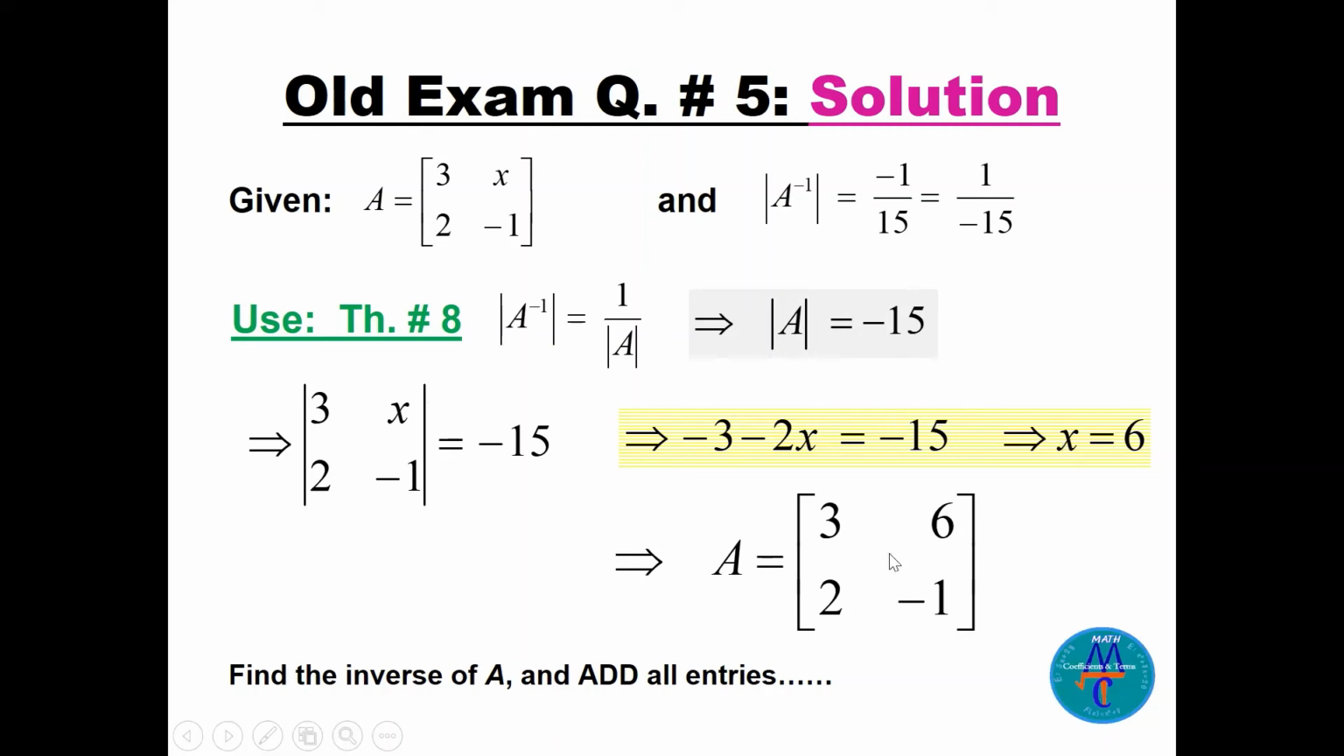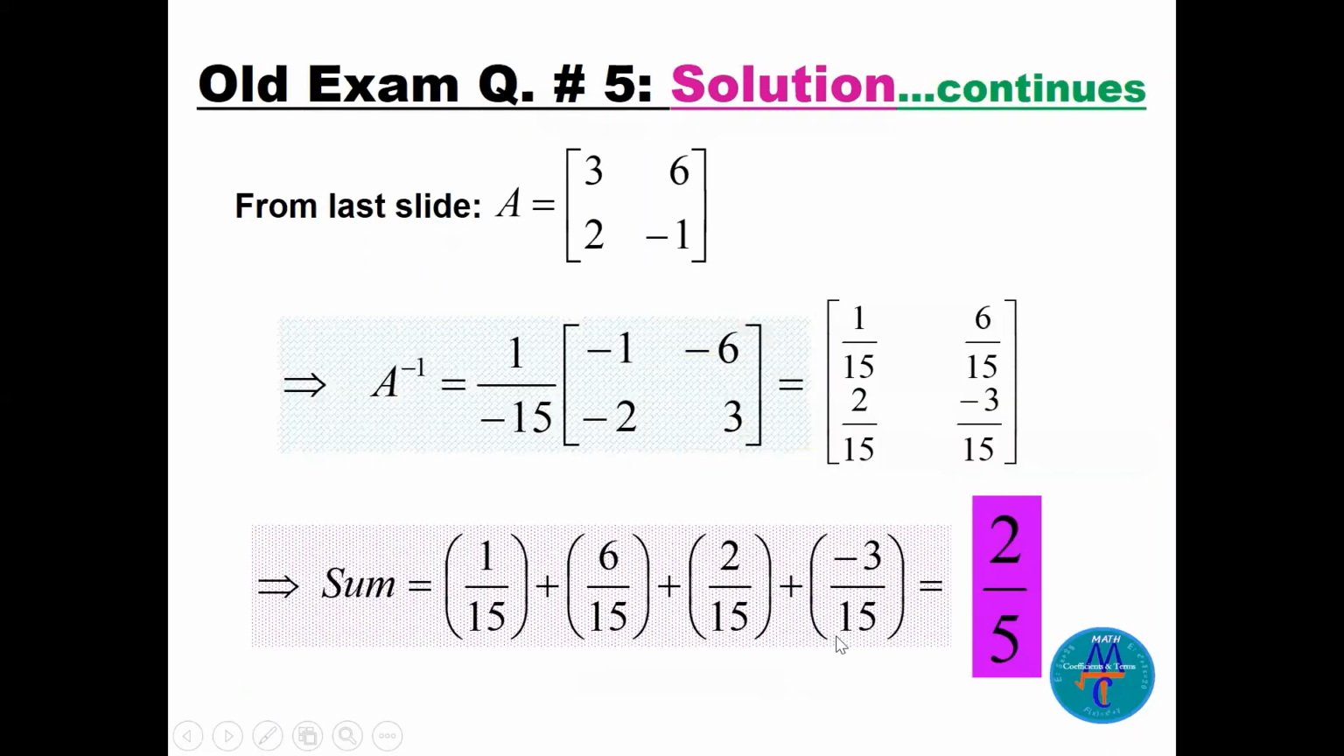X will be 6. So now you can write A. Look at A now: 3, 6, 2, minus 1. So neat. We need the inverse of A, and then we add the entries.